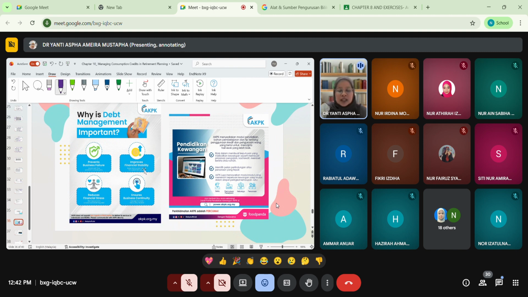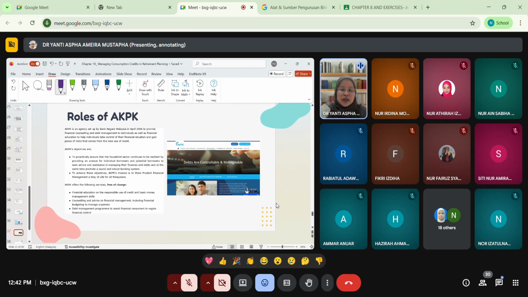So kalaupun kita tak sit for this class, you still have places to ask about money management. These are some of the roles of AKPK that you can read on your own. To proactively ensure that the household sector continues to be resilient by providing an avenue for individual borrowers. Right, so let me just tutup dulu. To achieve this objective, AKPK's mission is to make prudent financial management a way of life for all Malaysians.